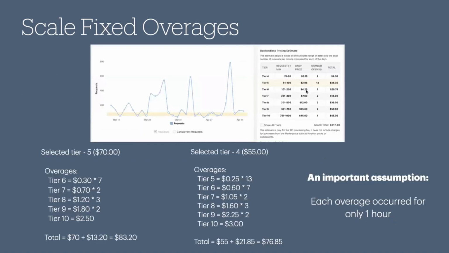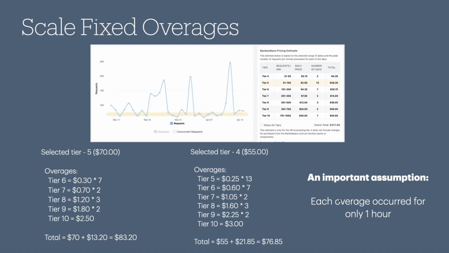So again, exactly the same usage. If you selected tier 5, $70 per month, we did this calculation on the previous slide. However, if you selected tier 4, which is $55 per month, notice that, let's say for tier 6, we charge here 30 cents per hour. Now, if you are on tier 4, tier 6 is actually 60 cents per hour. But when you add up all the overages, you still actually save even more than on tier 5. So here, being on tier 4, for this usage, it is going to be $76.85.